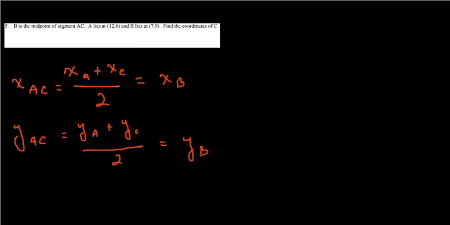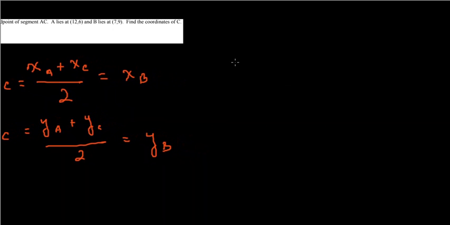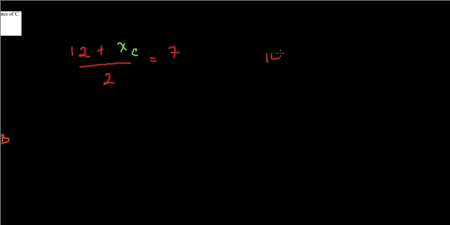So we use this formula. We're trying to find C here. So the x value for A is going to be 12 plus what we're trying to find, x of C, over 2 is equal to x of B, which is 7. Multiply both sides by 2, and 14 is equal to 12 plus x of C. Subtract 12 from both sides, and we get x of C is equal to 2.